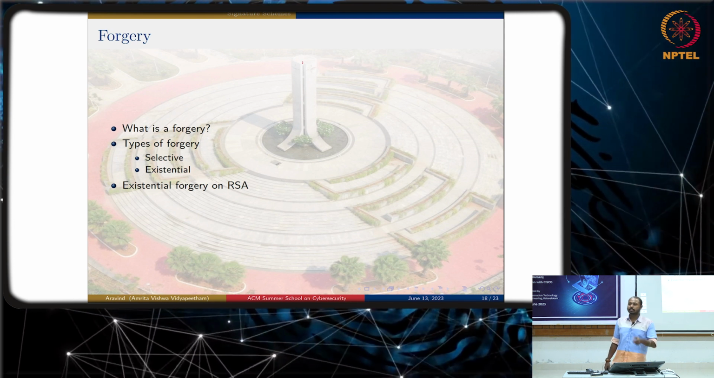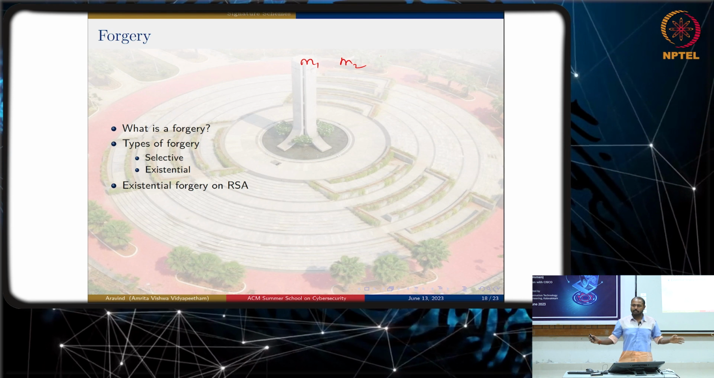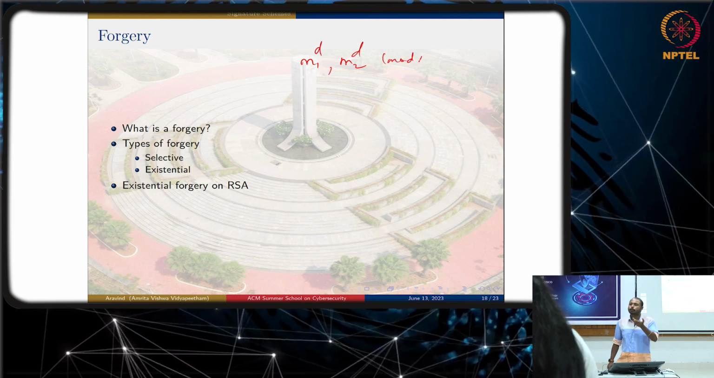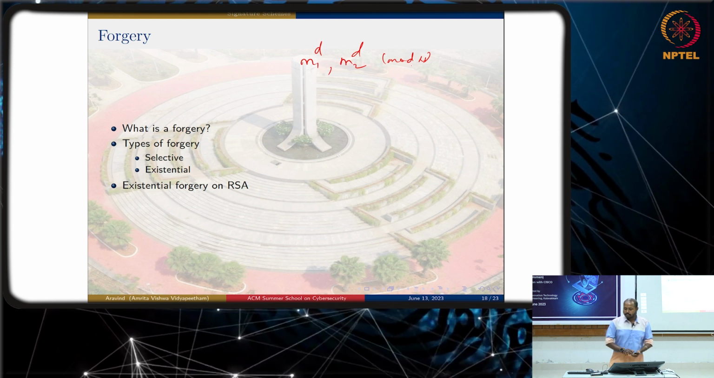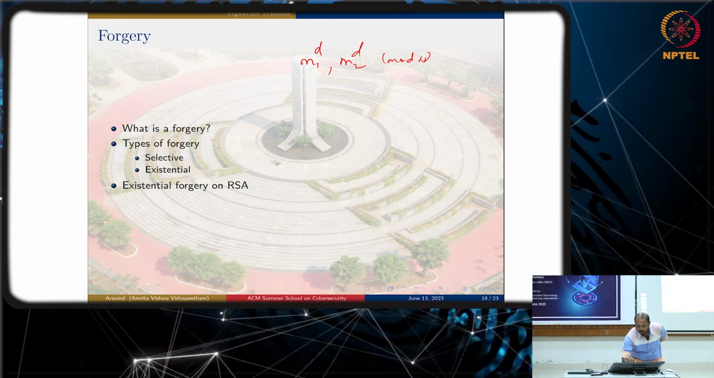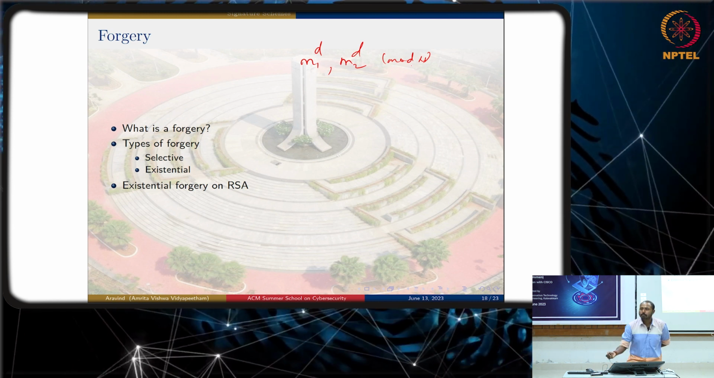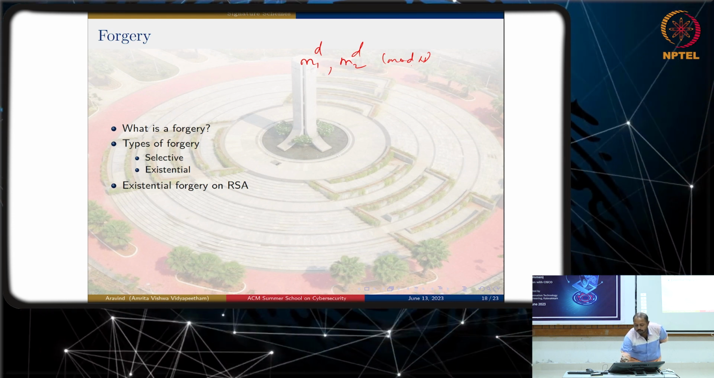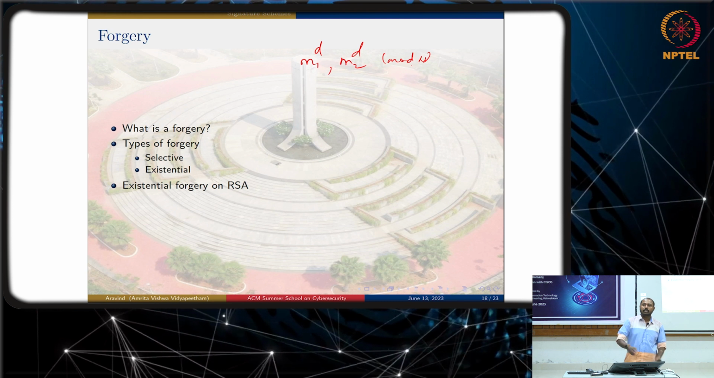But what is existential forgery? Existential forgery means there exist some signatures, so we can make a valid signature out of existing signatures. Suppose I have two messages, say M1 and M2, and I am signing both, say M1 power D and M2 power D mod N. Can you make a signature of some message out of this?